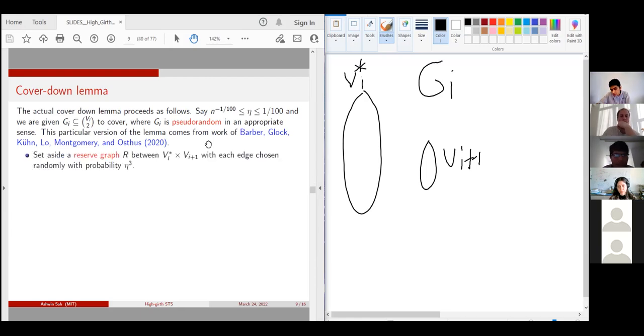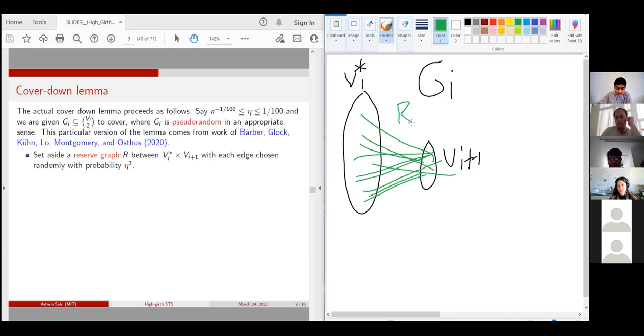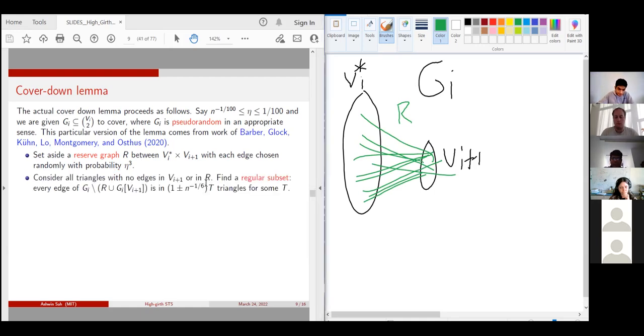All right, so first of all, there was this issue where we didn't know that there were enough bipartite edges to cover everything on the outside. So we're going to handle that issue by setting aside at the beginning of time a reserve graph R. That's bipartite, that's between these two parts. And the way you can do this is you can just, let's say, take an eta cubed sample of these crossing edges or something like that. Not so important exactly how you do it. And now we're going to try to cover everything that is outside of V_{i+1} and not in the reserve graph to start with.